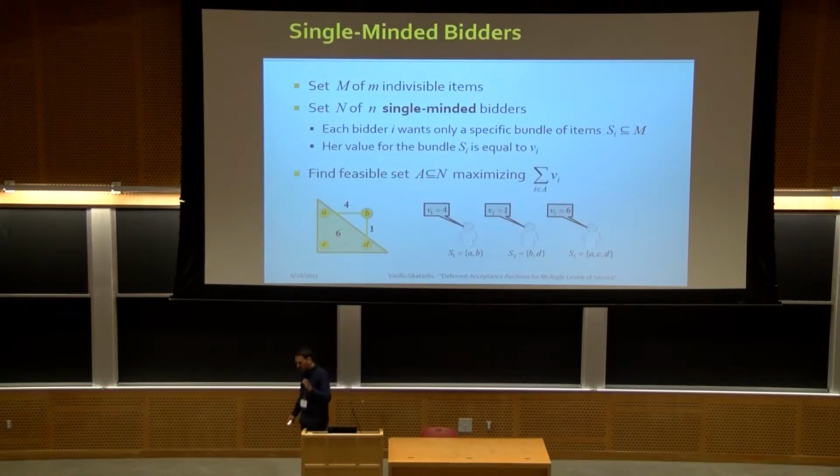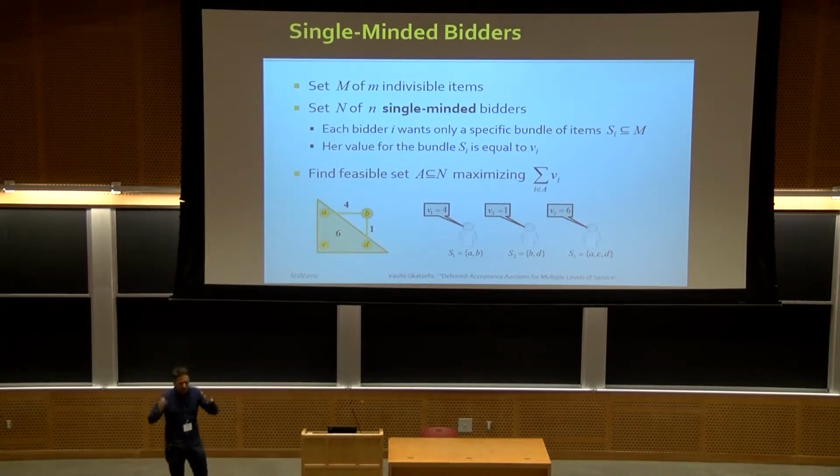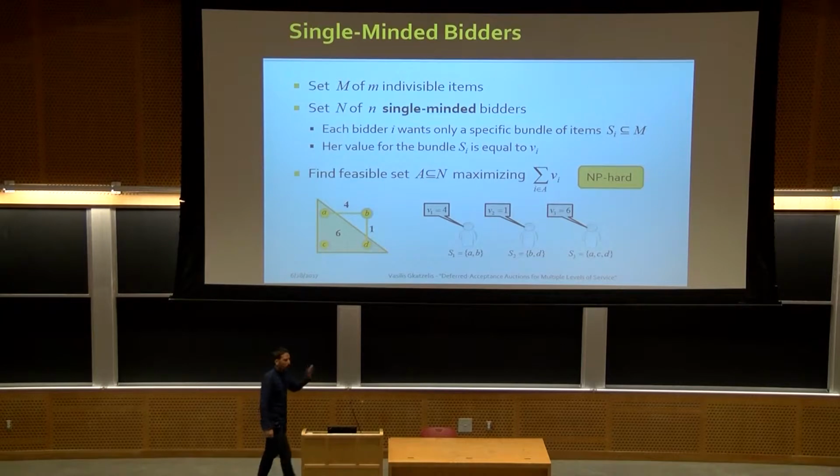Okay, so let me start with a single parameter setting. In that setting, again, let's think about single-minded bidders. That's a very good example to think about. You have a set of items. Each buyer is interested in a specific bundle of these items and has a value for it. And you have to decide which subset of the buyers to actually satisfy, who gets the items they want and who doesn't. And of course, this is also an NP-hard problem. You can imagine this is in general hard to solve.